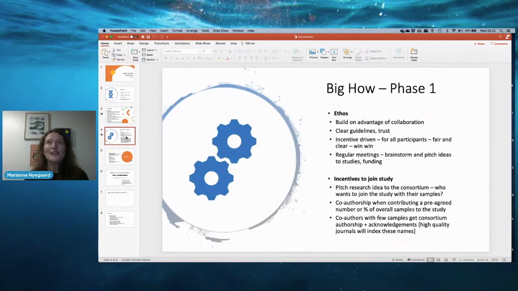How will we do this? Well, I think it's important that such a collaboration would build on clear guidelines and trust, and really focus on the advantage of collaborating. It needs to be incentive-driven for everybody who's part of this, and it needs to be fair and clear, with a win-win for everybody.